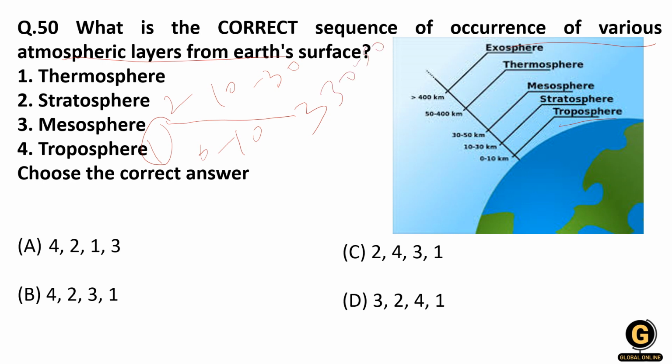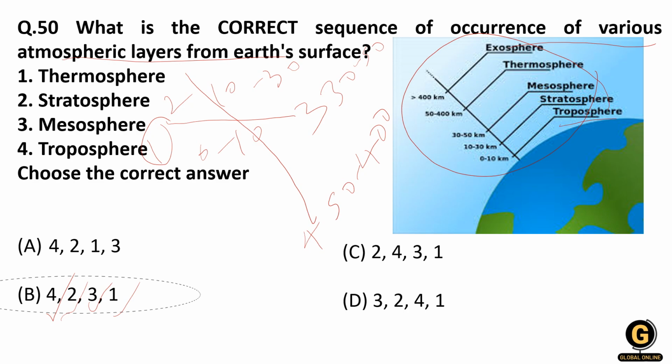And then fourth is thermosphere, which is around 50 to 400 kilometers. And the fifth is exosphere, which is above 400. So our correct answer will be B, that is 4, 2, 3, 1. So you have to remember this carefully, this image, and there might be different questions based on the kilometers and all other things, right? So the correct answer is B.